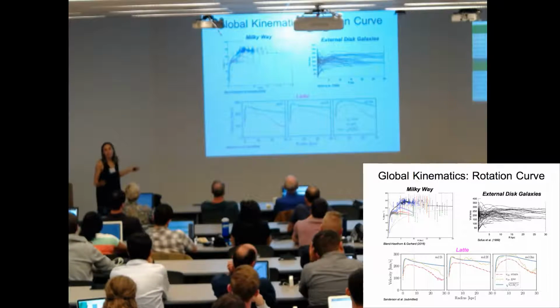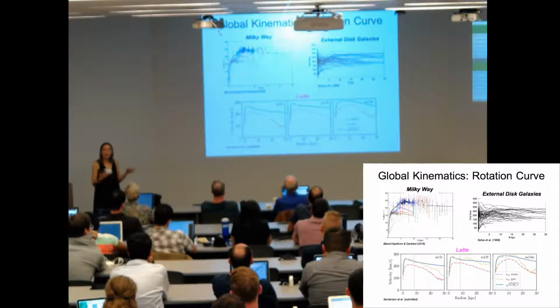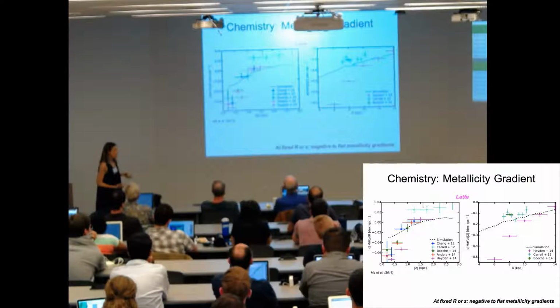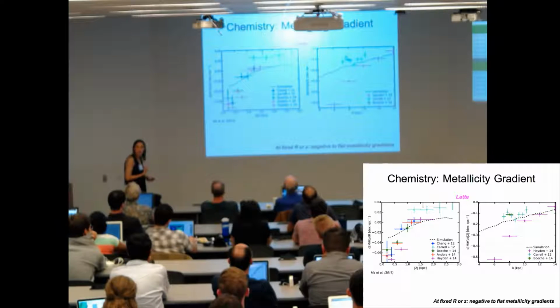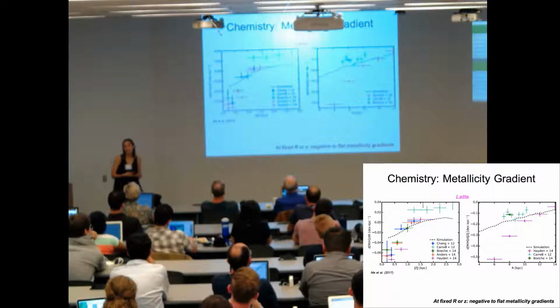The same is true, of course, of Latte as well. When we get out to beyond 5 kpc, we have this nice flat curve, regardless of which of the 8 systems we look at. So hopefully thus far I've already convinced you the structure of these disks look good. The overall global kinematic profile looks pretty nice.